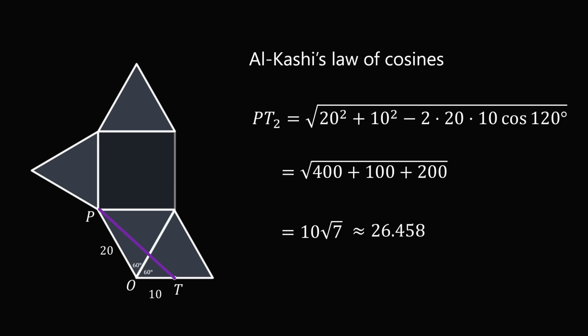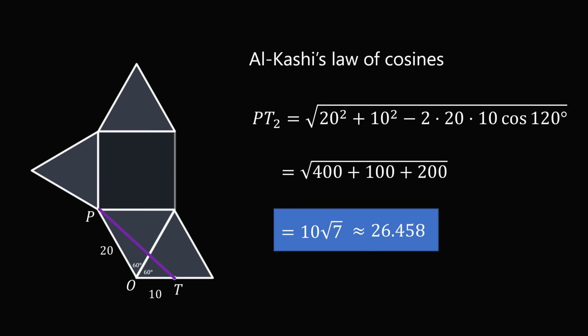26.458. And this is shorter than the length of PT in the other case. Therefore, the shortest length from P to T is equal to 10 times the square root of 7, and that's the answer.